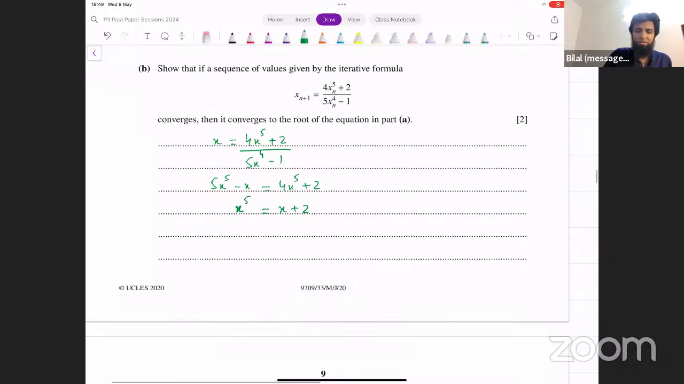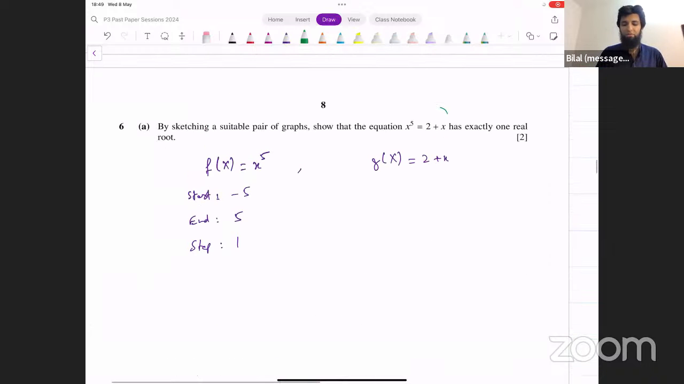Since it says 2 plus x, you can write this in the other order if you want. It doesn't make much difference though. X raised to the power 5 equals 2 plus x. That means this iterative formula is coming from that equation. So whatever solution this formula gives you, it has to be a solution of this equation because this iterative formula is coming from that equation.